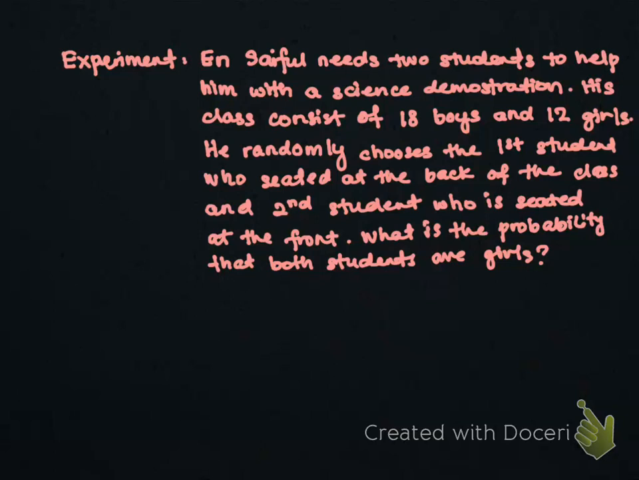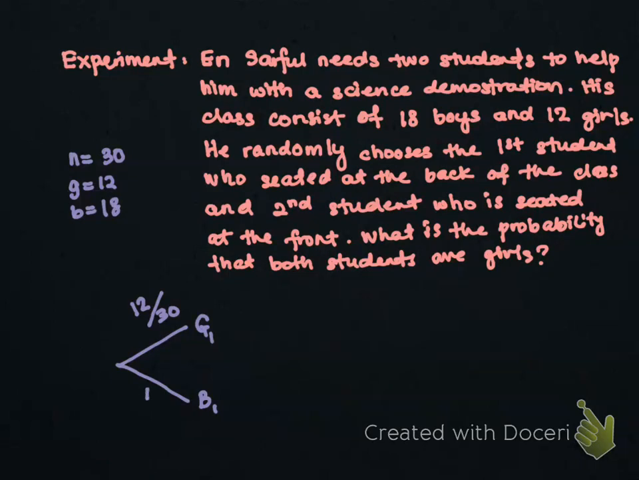Let's say the first branch represents girls 1 and boys 1. Why is there a 1 here? Because this represents the first event. How many girls do we have? We have 12 girls out of 30 students. 18 plus 12, your total number of students will be 30. The girls will be 12, the boys will be 18. So the probability for boys on the first event will be 18 over 30.